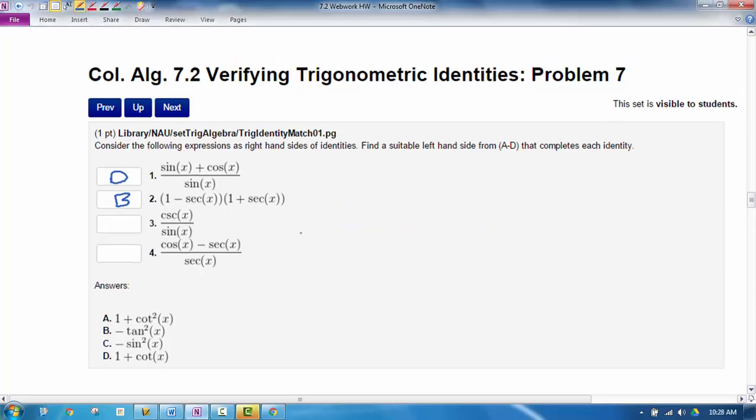So let's try something else. I actually wasn't able to simplify 3, so let's move on to 4 and try that one, and that way the one that's left over will be 3. But if we simplify 4, we have cosine of x minus secant, which is 1 over cosine, all divided by secant, which is 1 over cosine.